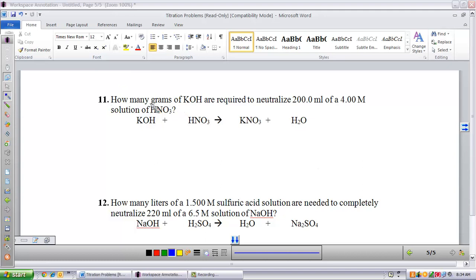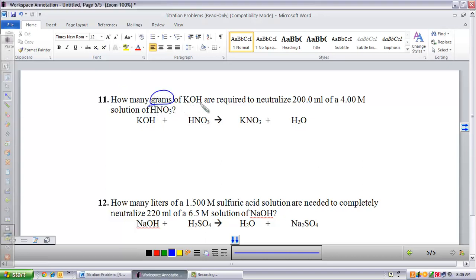Okay, there's a new little twist that they've added to this problem. They want to know how many grams of potassium hydroxide are required to neutralize this volume of solution of nitric acid. So let's write down the information that we're given. We have 4 molarity of nitric acid. There's 200 milliliters of that. We want to know how many grams would be required. So let's go through and balance our equation. 1 potassium, 1 potassium, 1 hydroxide, 1 hydroxide, 1 H, 1 H, and 1 nitrate, 1 nitrate. So you're all balanced.